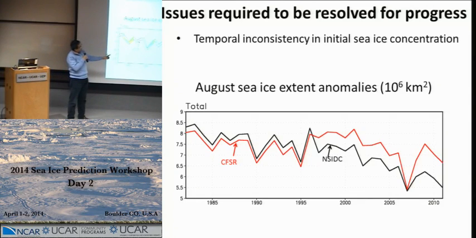Clearly, before 1997, CFSR is slightly lower than the NSIDC archive, and after that, it's larger. So this means the long-term trend is weaker in the initial condition for CFS version 2 analysis.